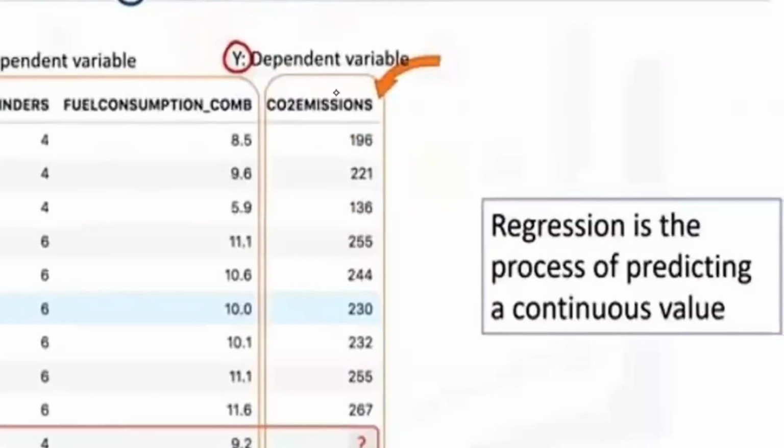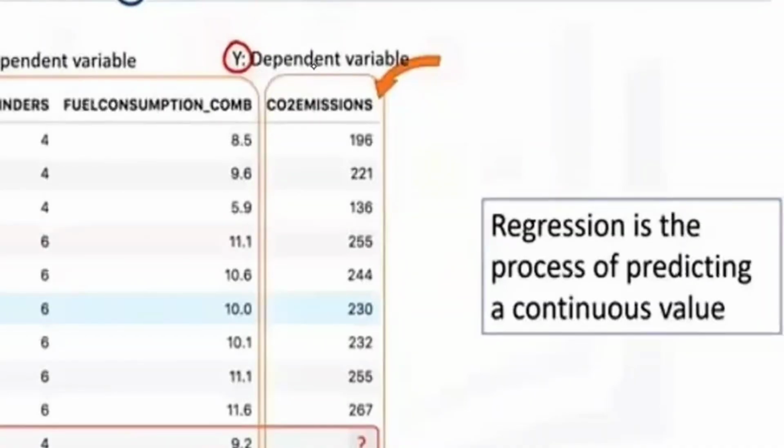Now output column means what is called the dependent variable, which you are going to predict is called the output variable. For example, you are predicting the mileage of a car, it is called the output variable. If you are predicting the used car price, the price is the output variable. Whatever you are predicting, that is the output variable.